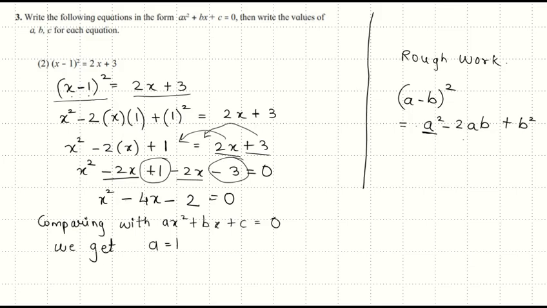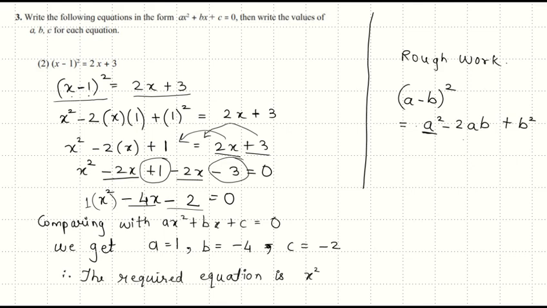a is equal to 1. Here nothing is there. The coefficient here is 1. When nothing is written, the coefficient is 1. A is equal to 1. B is equal to, this is minus 4, so B will be minus 4. And C is equal to minus 2. And the required equation is x square minus 4x minus 2 is equal to 0.